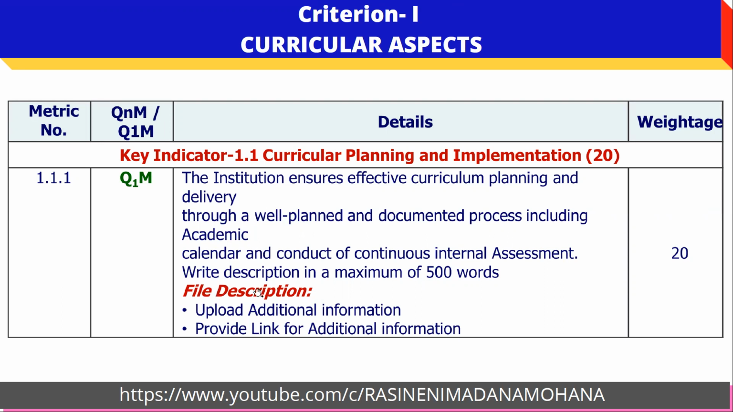Here you need to upload the following two things. The first one: there is an option of uploading. Using browse, you can upload a PDF with a maximum size of 6 MB allowed in the NAAC portal. Any additional information you can make into a PDF and upload. If any extra information related to this metric is there, there is one option of web link. Here you have to provide a link for additional information.